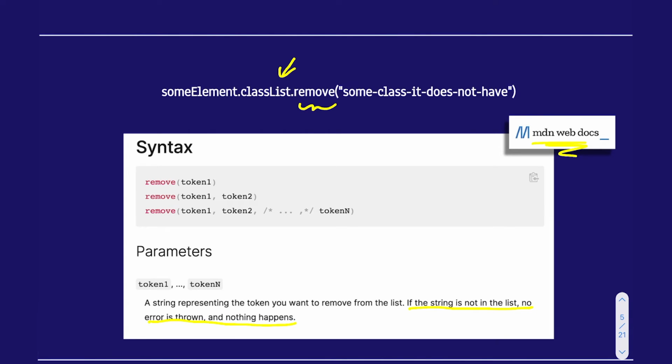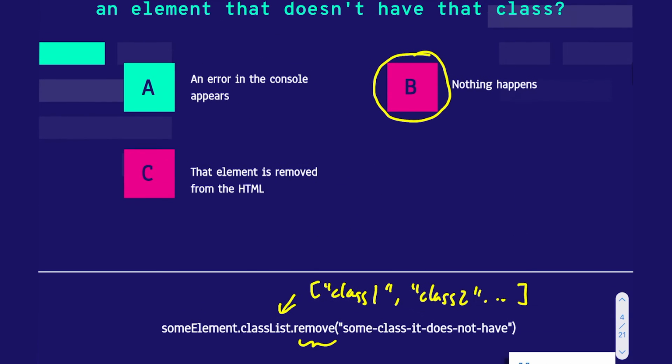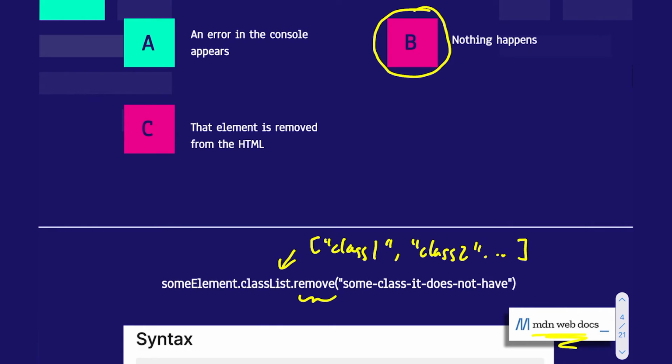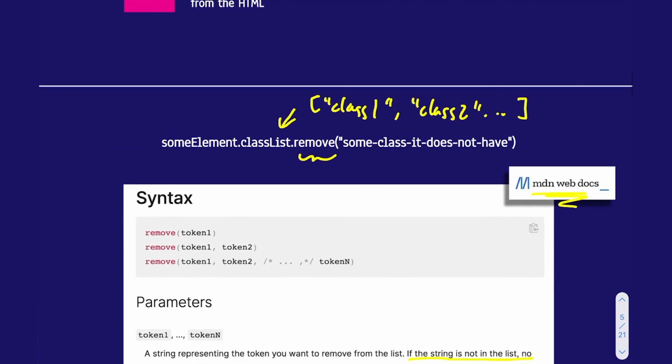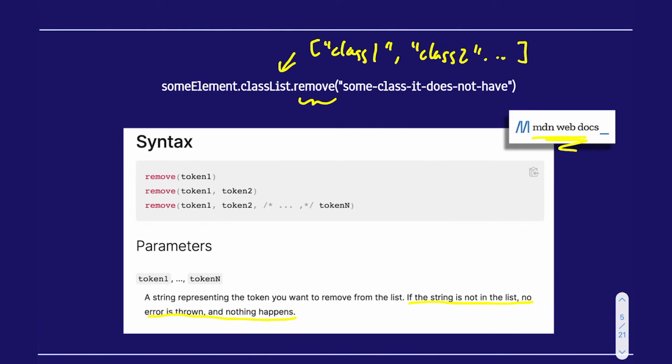So assuming some element has some class list, let's say it has class 1, class 2, and so on and so forth, and we try to remove some class that it does not have. Kind of lazy naming on my part, but whatever. It's just an example. It's just not going to do anything. It's not going to throw an error. It's not going to remove the element from the HTML. It's just going to say, well, I don't have that class, so I'm not going to do anything. It's kind of a relaxed method.